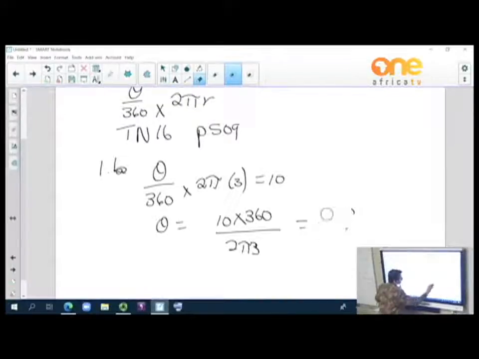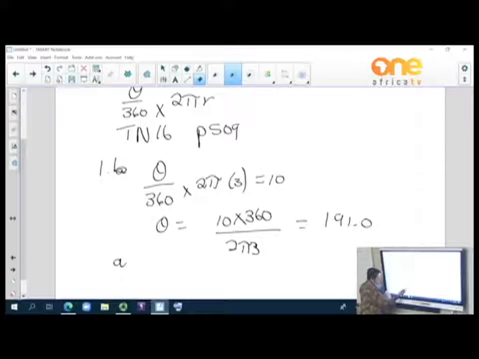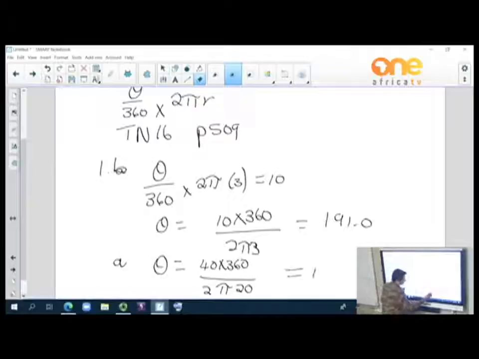So this one is 191. Okay, so now we do A. And A will then work the same way. Theta is equal to, so your arc length is 40. You times it with 360, and you divide by 2 pi, and this time the radius is 20. So now it is 114.6, angles to 1 decimal place.